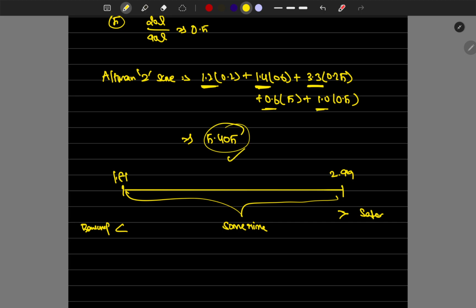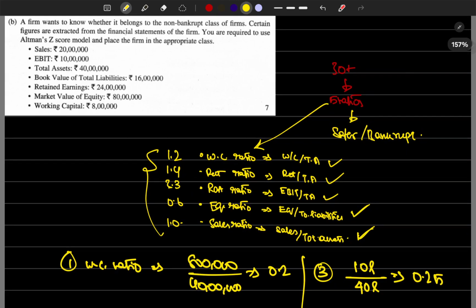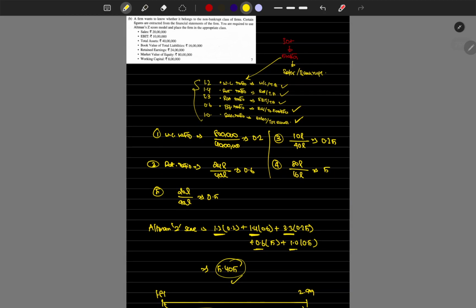Here the Z-score is 5.405, so we can term it as the safest company, not a bankrupt company. The question asked whether it belongs to the non-bankrupt class. Yes, the firm belongs to the non-bankrupt class. We can give a comment and close off the question. That's it.